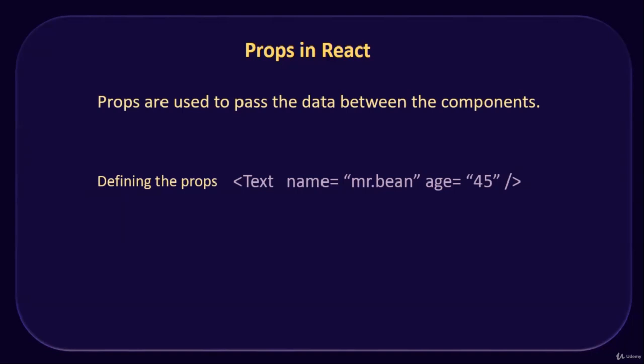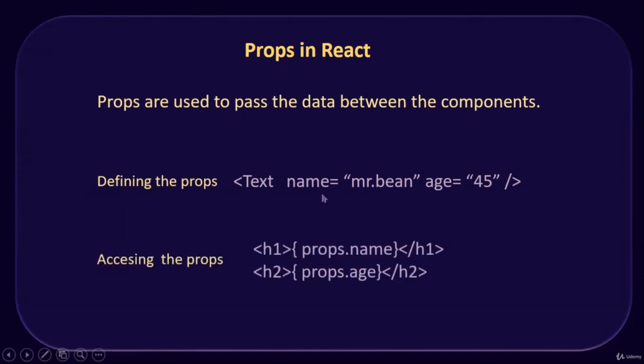To define props, we can simply define a prop name equal to a value, and we can also define a number as age equal to a value. Here you will see inside this text component I am passing name equal to Mr. Bean and age equal to 45. To access the props, we can simply use the keyword props.name inside that child component.